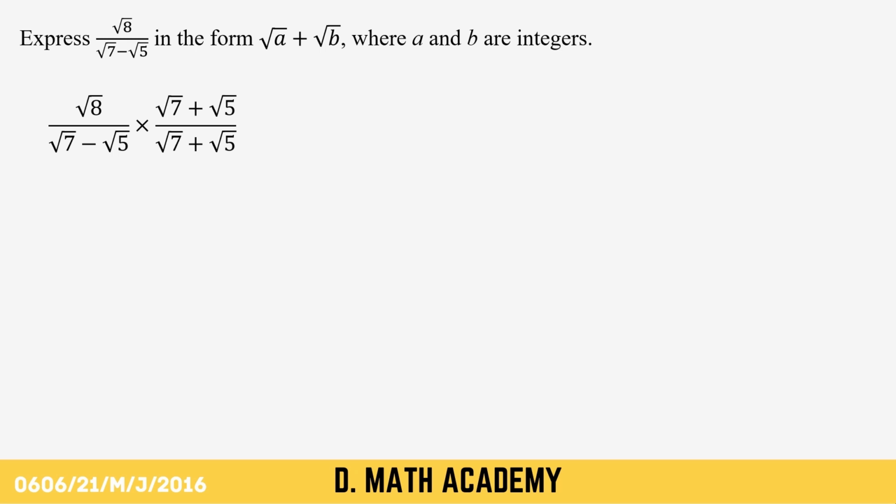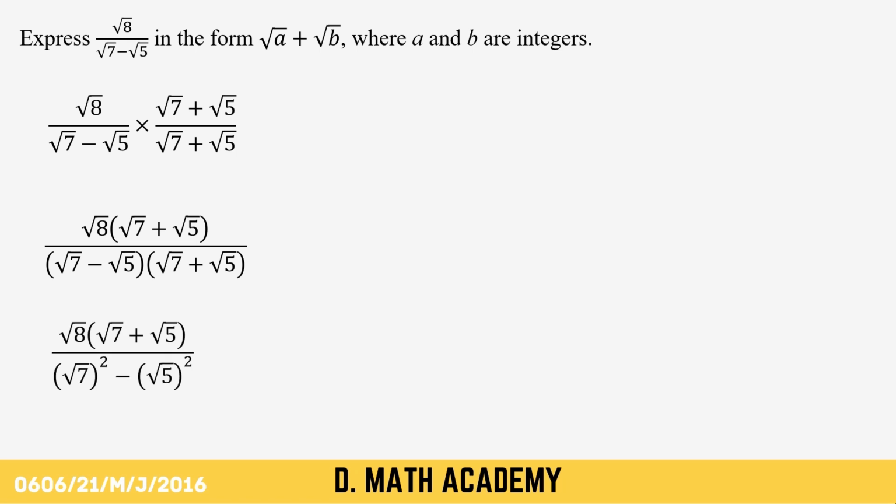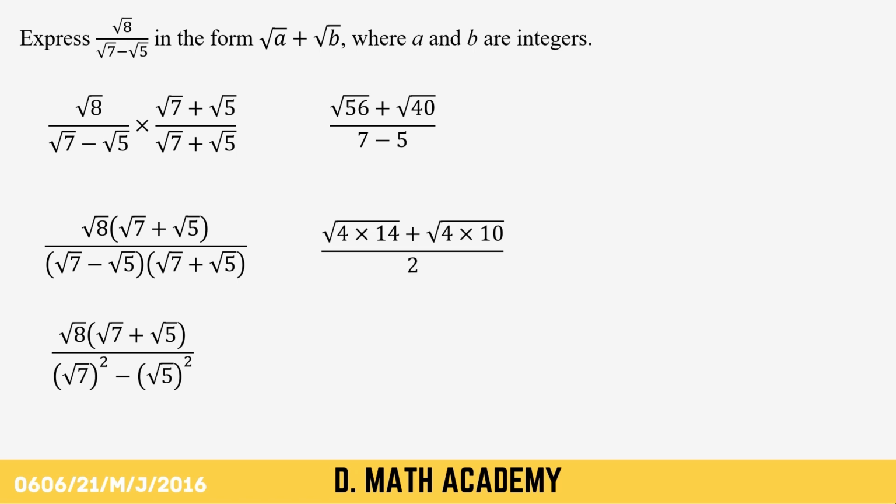So the denominator, I can arrange it into square root 7 bracket squared minus square root 5 bracket squared. And the square root of 8 is multiplied into both square root 7 and positive square root 5. After the arrangement, I get square root 56 plus square root 40, divided by 7 minus 5. So you have 2 at the bottom. I change the 56 into 4 times 14, and I change the 40 into 4 times 10. So from both I can take out a 2.